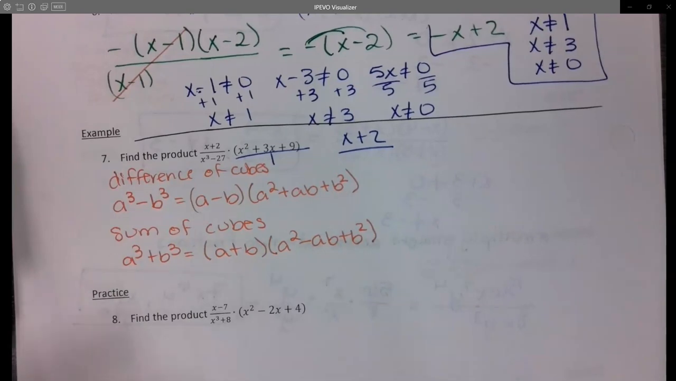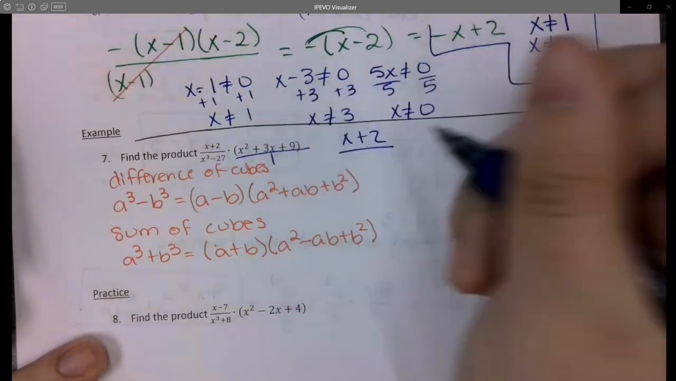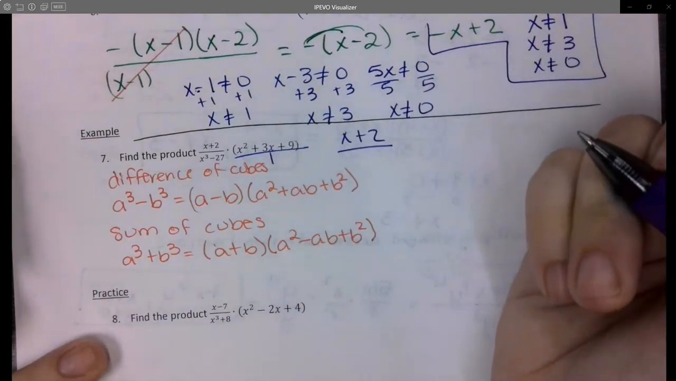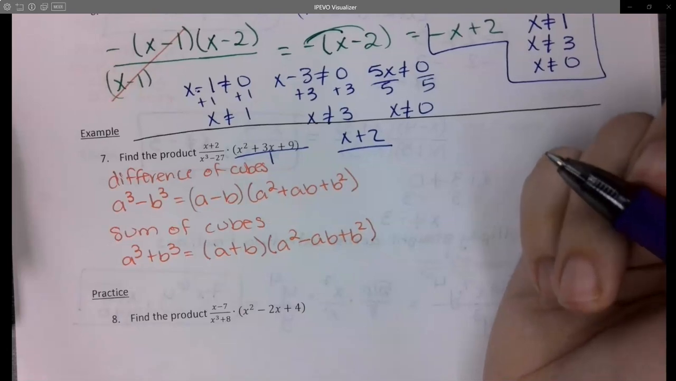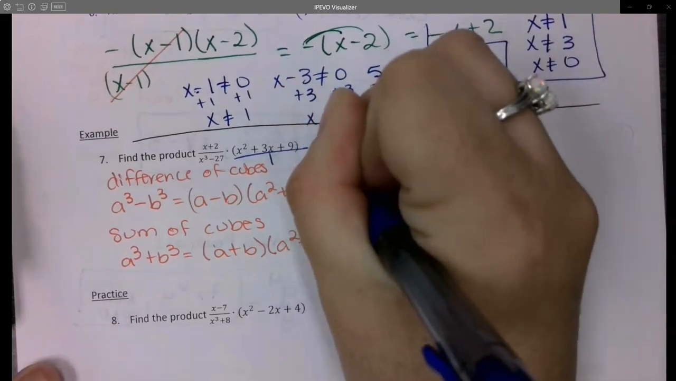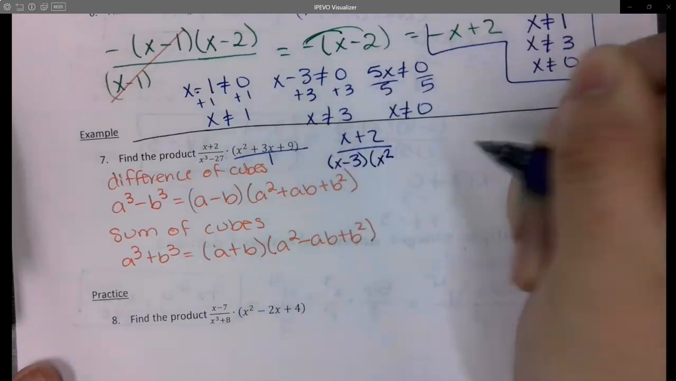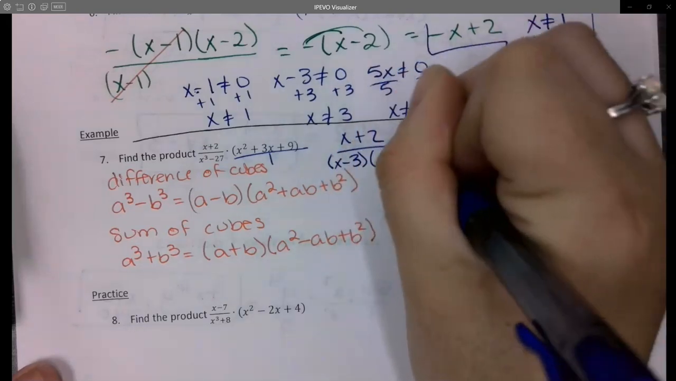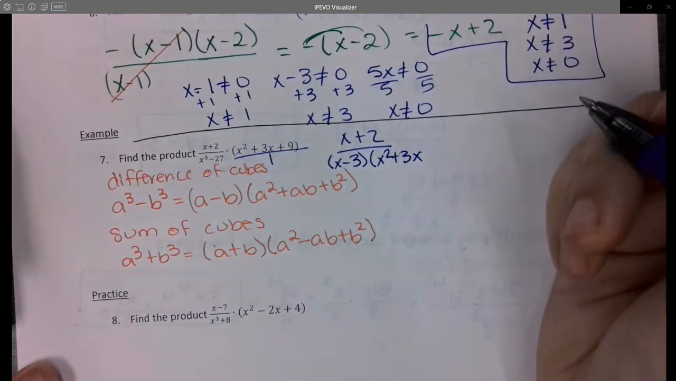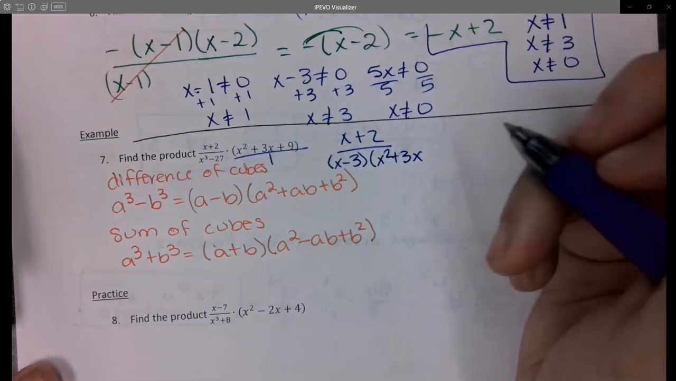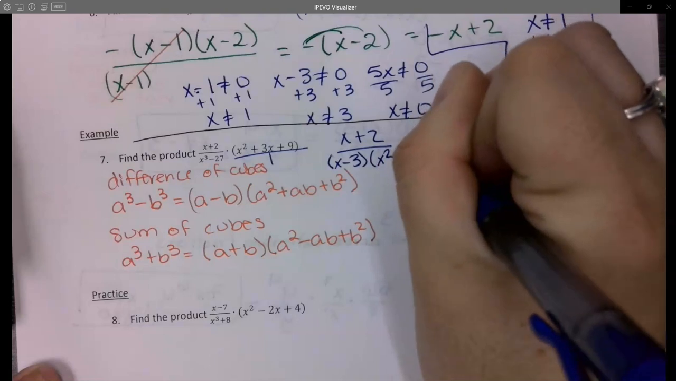Okay, so then, if I'm plugging in, my A is X, my B is the cube root of 27, which is 3. So I'm going to have X minus 3 on the denominator, and then X squared plus A times B, so 3 times X, and then 3 squared is 9.